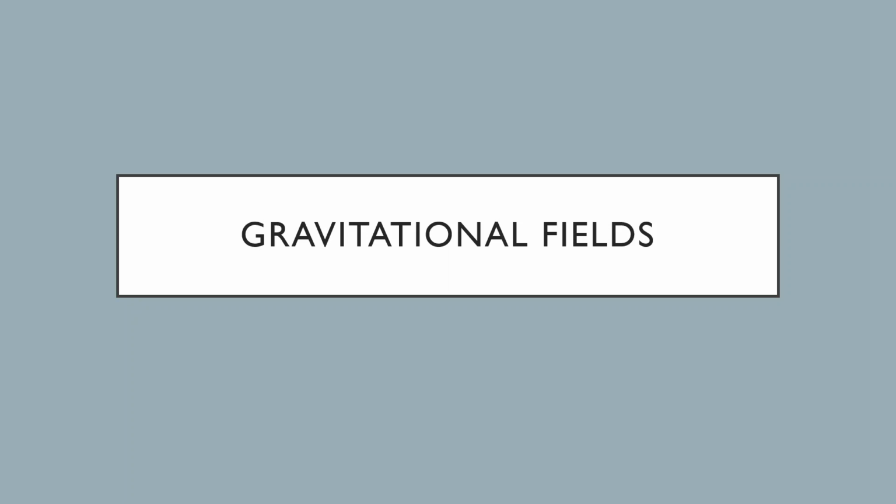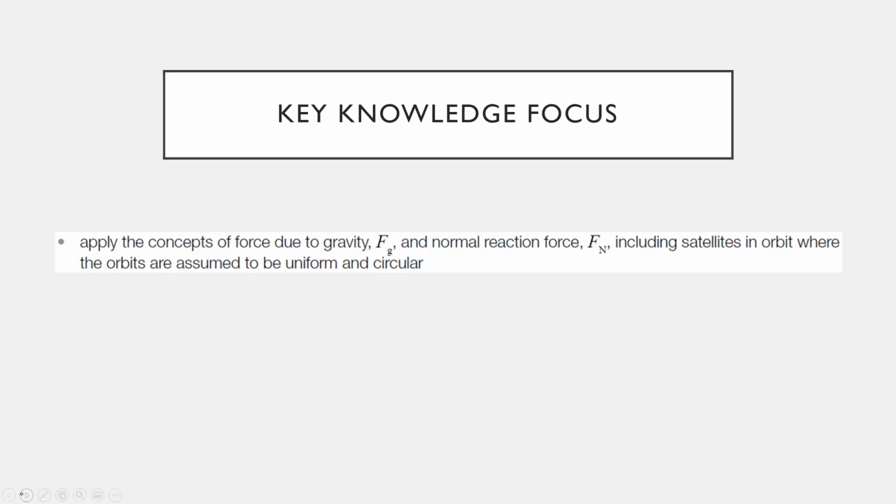So we just finished looking at how we can calculate the force due to gravity between two objects. That's using Newton's development of that equation. What we're going to look at today is basically the difference between weight, apparent weight, weightlessness, and apparent weightlessness. Now, it's not actually explicitly stated here in the key knowledge, but it says apply the concepts of force due to gravity and normal reaction force.